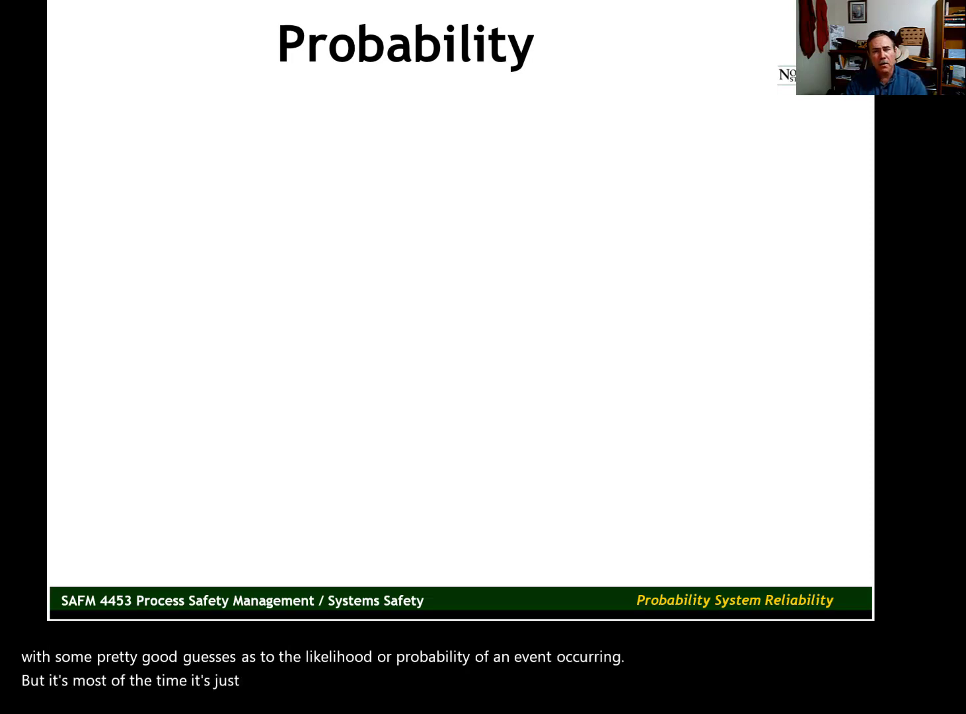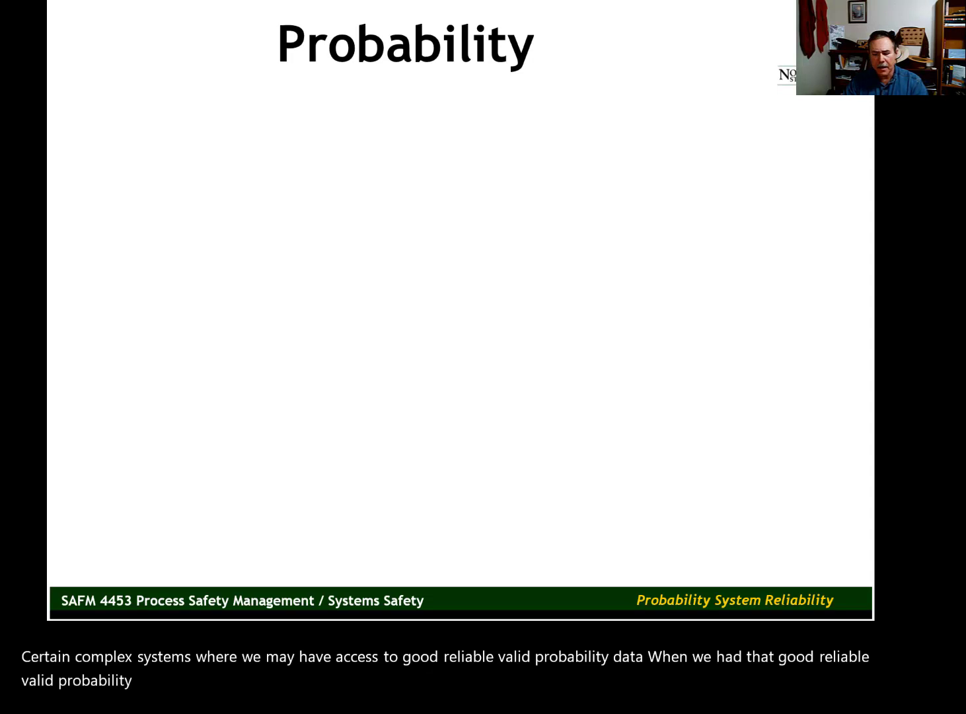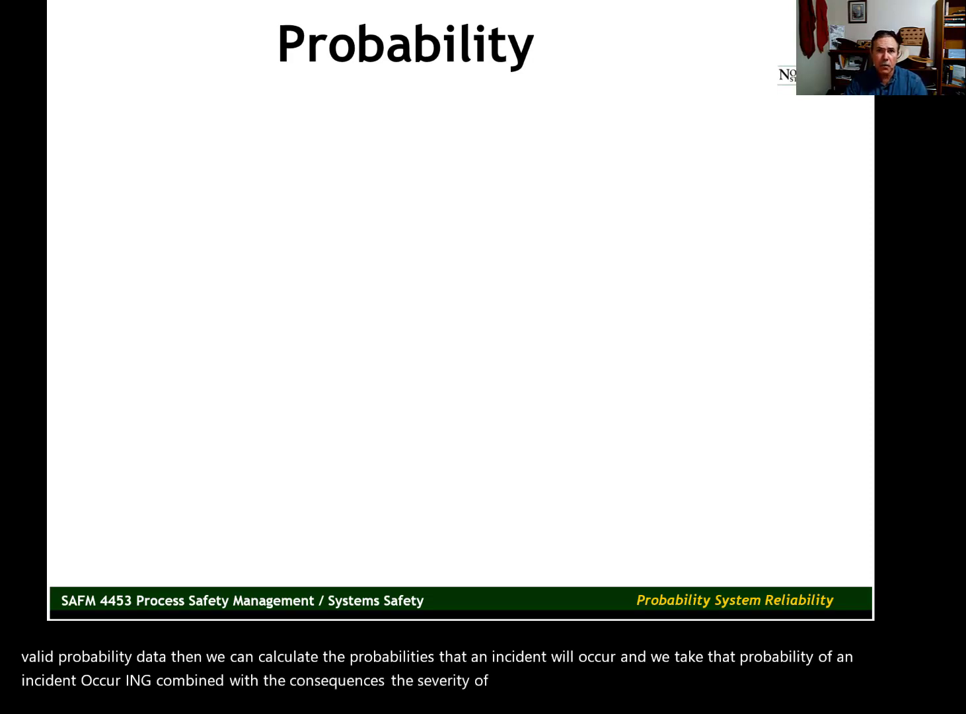But there are certain operations, certain complex systems where we may have access to good, reliable, valid probability data. When we have that data, then we can calculate the probabilities that an incident will occur. And we take that probability of an incident occurring combined with the severity of consequences if it does occur, then we can come up with the best risk assessment.